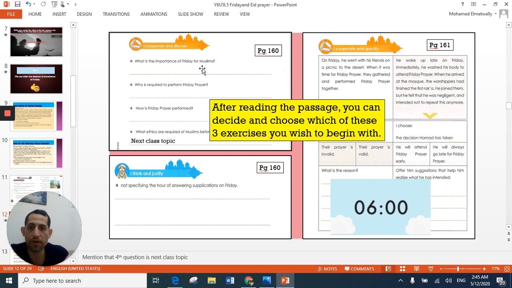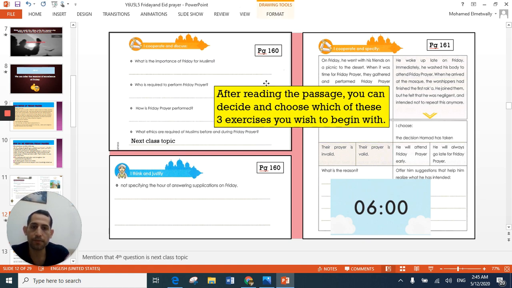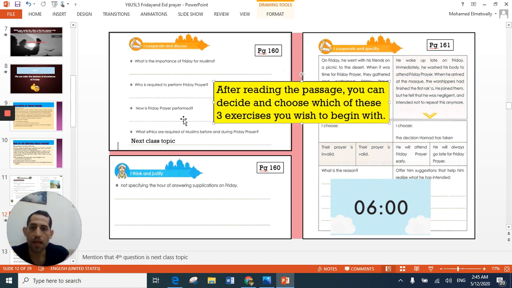What is the importance of Friday for Muslims? Who is required to perform the Friday prayer? How is Friday prayer performed? And what ethics are required of Muslims before and during Friday prayer? What you should do before and during Friday prayer.